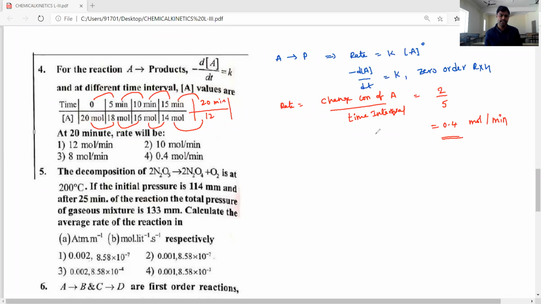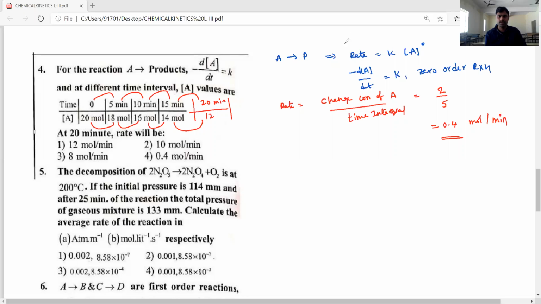Okay, students, see here the time is changing from 0 to 5, 5 to 10, 10 to 15, 15 to 20, like that. And the concentration of A is gradually decreasing: 20, 18, 16, 14, like that. In every 5 minutes, the concentration of A is changed by 2 moles. What is the rate? Rate is nothing but the change in the concentration of reactants by the time interval. See, 2 by 5 is nothing but 0.4 moles per minute. That is the rate of this reaction. Okay, let's see.